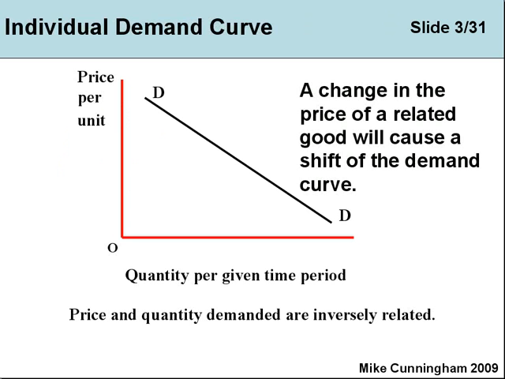Now, a change in the price of a related good will cause a shift of the demand curve. That's the first point. When we have a demand curve for a particular commodity, and if the price of a related good changes, then the demand curve will shift. Let's have a look at this in a bit more detail.